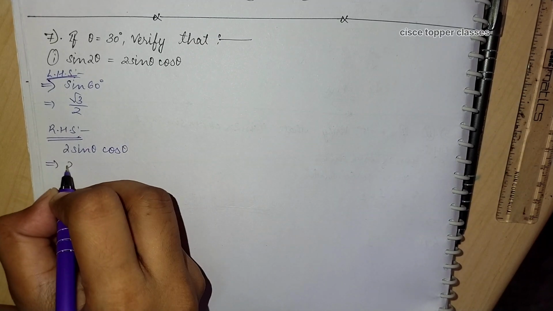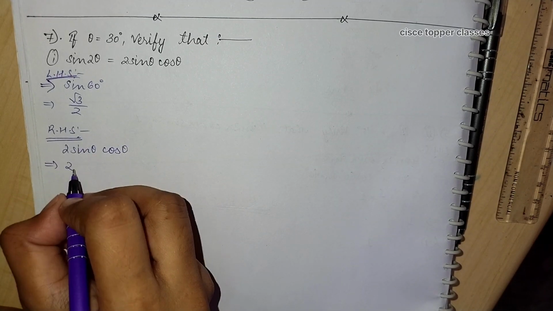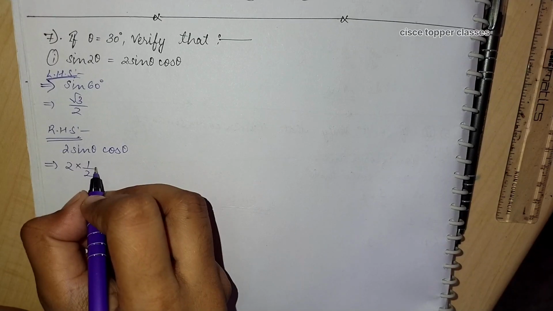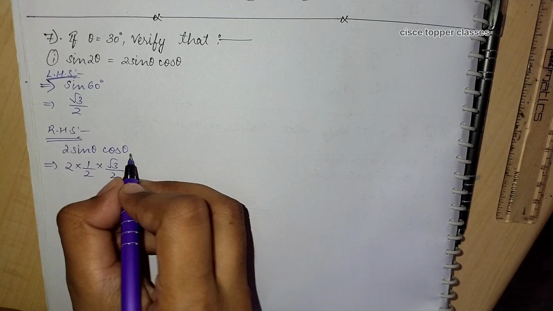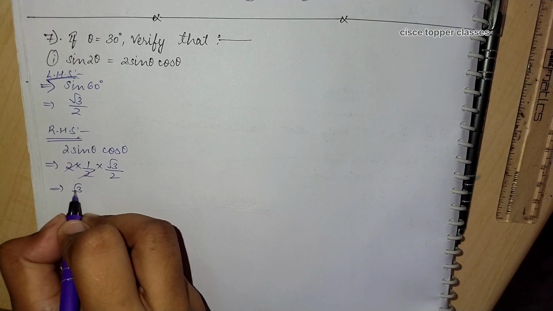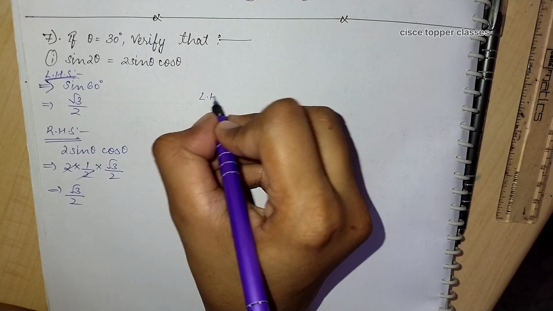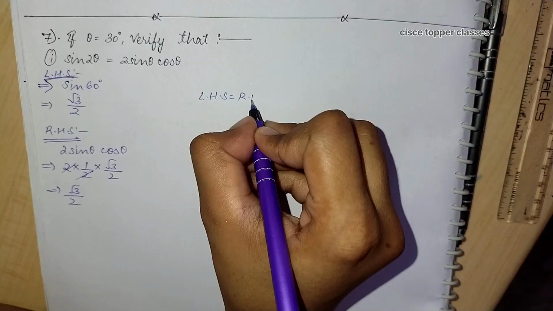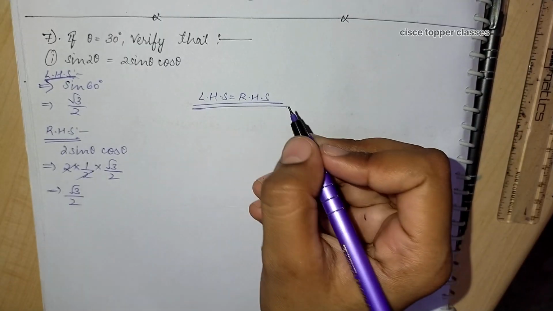So if we put the values here, 2 sin theta, where theta is 30 degrees. Again, 1 by 2 cos theta will be root 3 by 2, because cos 30 degrees is root 3 by 2. So this will be cancelled out and we will get root 3 by 2 again. So from there we proved that LHS is equal to RHS in this question, and this is all we have to verify.